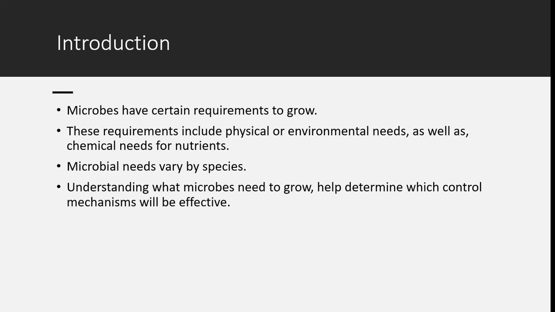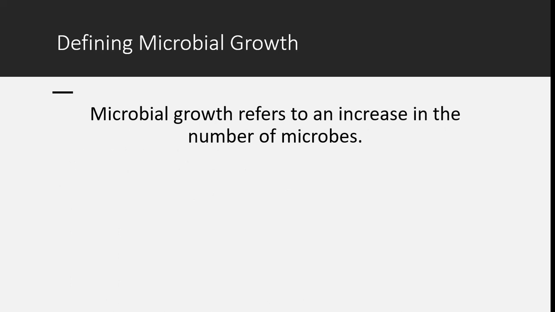In order to understand how to control them, we first need to understand what requirements they need to grow. And those requirements can be both physical and environmental, and chemical needs for nutrients. And these are going to vary based on the microbe we're referring to. Now, again, we need to remember the definition for microbial growth. In microbiology, this is an essential concept. When we refer to microbial growth, we're referring to an increase in number of microbes themselves.